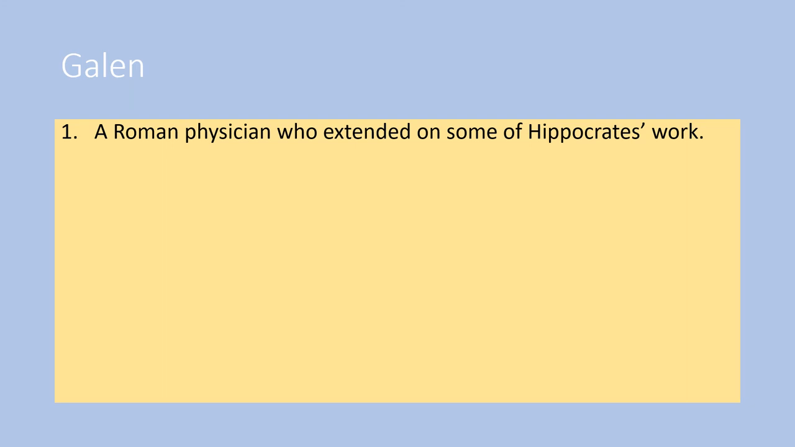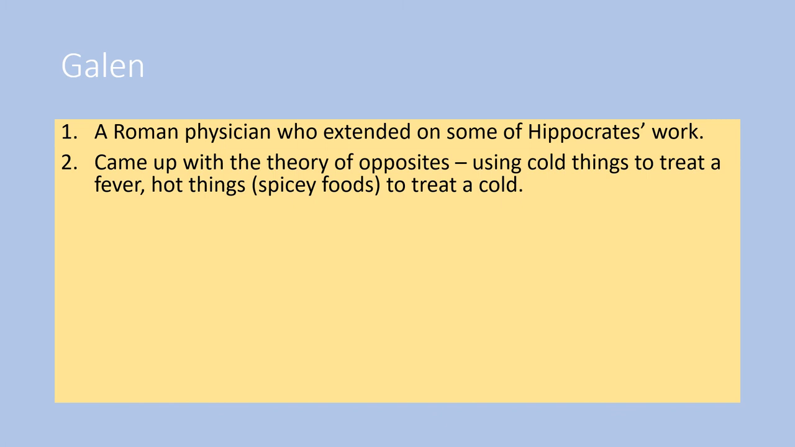So Galen is a Roman physician, a Roman doctor, who is going to extend on some of Hippocrates' work. And he does that by focusing on treatments, and he comes up with the concept of the theory of opposites. It's something that makes a lot of sense, really, and to an extent we still use it today. For instance, if you've got a fever, using something cold to treat you. Galen very much focused on food and what you were putting into your body. So if you had a fever, you'd be recommended lots of cold foods like cucumbers. And if you had the opposite, if you had a cold, then you would be recommended hot, spicy, well-seasoned foods to treat a cold. Again, there's a lot of sense in that, and we still use it to an extent today, perhaps less so with what we're eating, but using cold to balance out hot and vice versa extends from what Galen is saying.